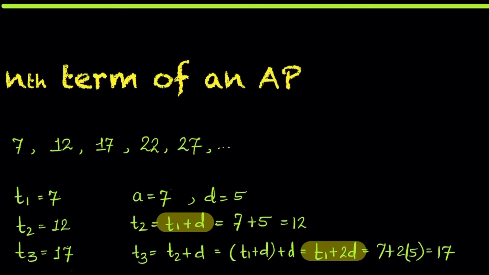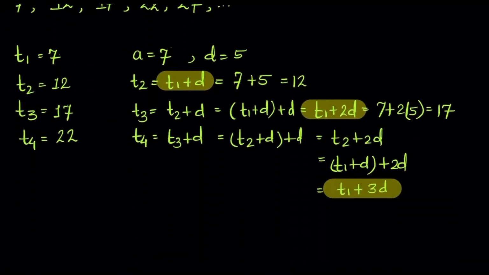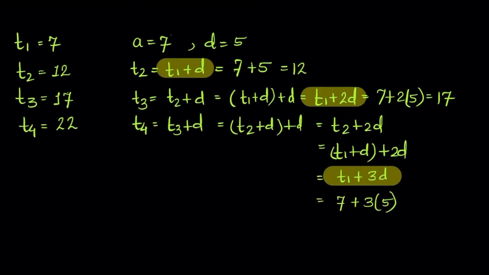Now T4 is 22. T4 is T3 plus D. T3 is T2 plus D, so T4 is T2 plus 2D, and now T2 is T1 plus D. So actually T4 is T1 plus 3D. Now this will be 7 plus 3 times the common difference, which is 5. So 7 plus 3 times 5, so it will be 22.